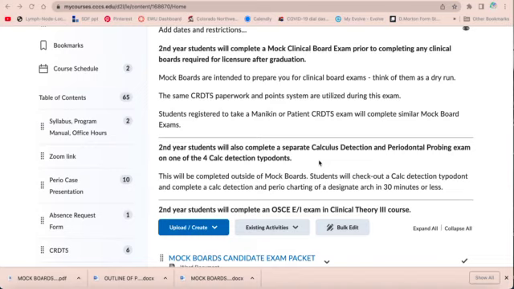In addition to your mock board exam, everyone will complete a separate calc detection and periodontal probing exam on one of the 4 calc detection typodonts, right? This is done outside of mock boards, so this has nothing to do with the mock boards that will take place with rifle patients on assigned Mondays. You will check out the calc detection typodont and complete a specific form, which I will show you shortly. That's a calc detection and a perio charting of a designated arch, and you have 30 minutes or less to complete this portion.